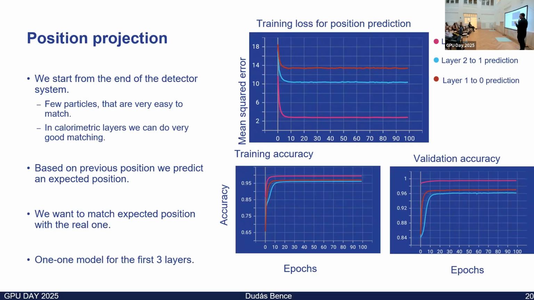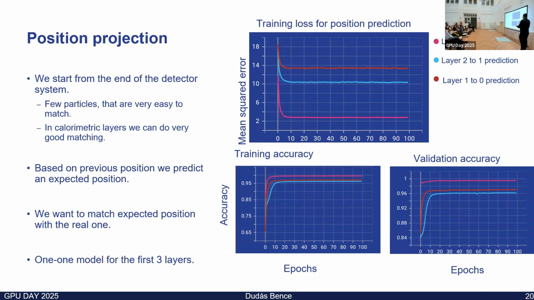Actually, we were going from backward to forward because it means that in the beginning we just need to match few particles, and it increases the effectiveness of the reconstruction. But essentially, what's happening here is that, based on the current position, I will do a projection on the next detector layer, and I want to match the expected position of the hit in a certain detector layer and the true hit.